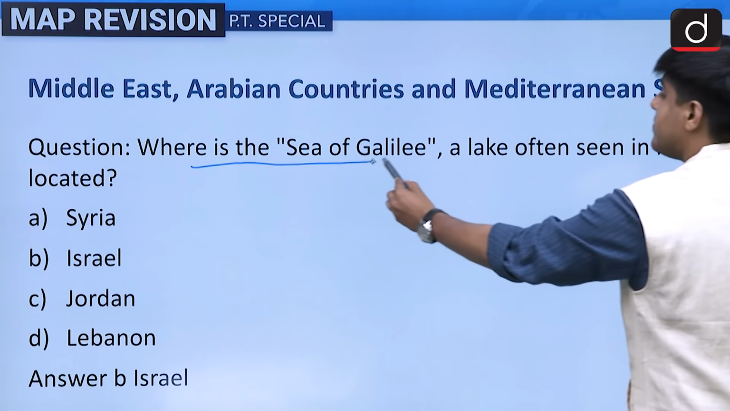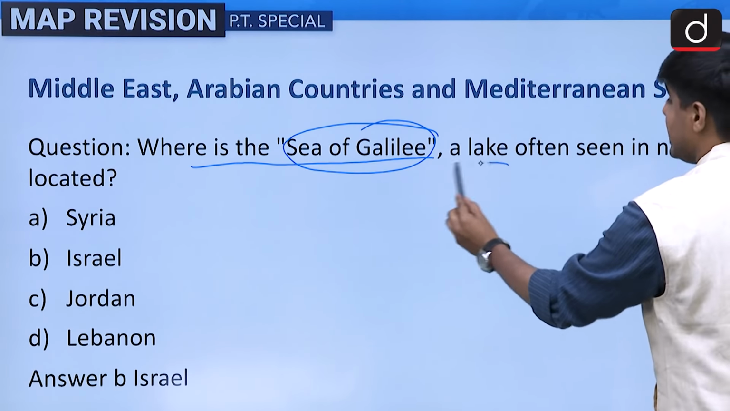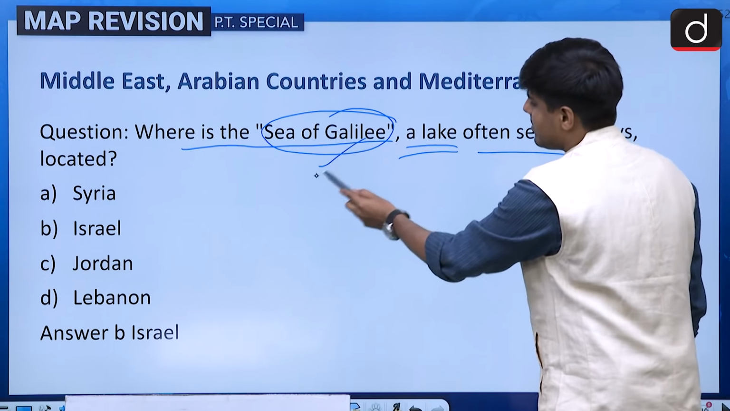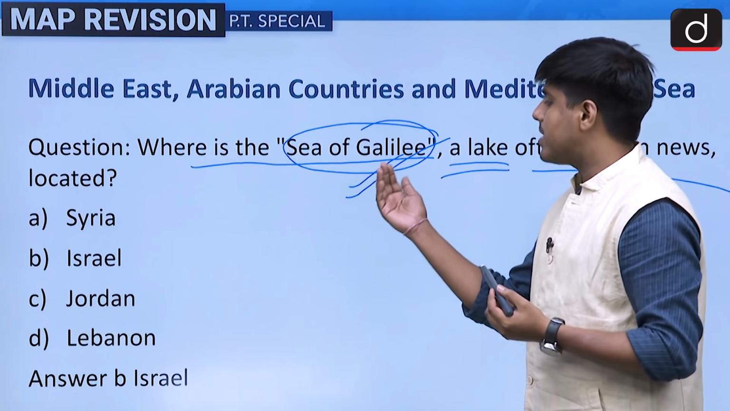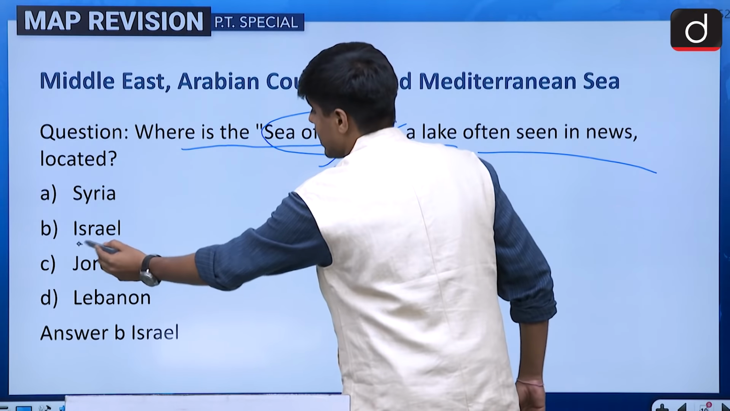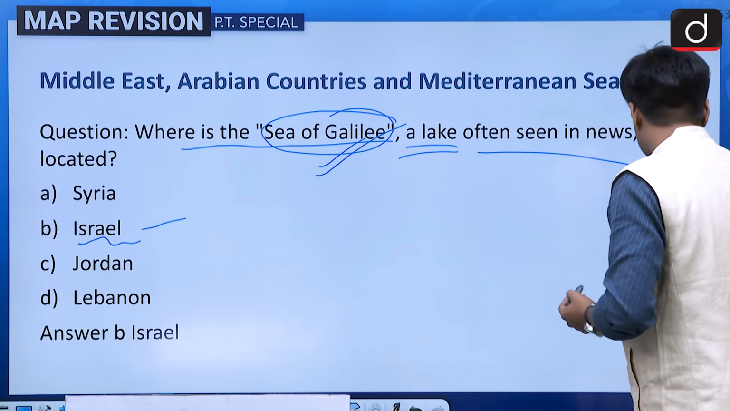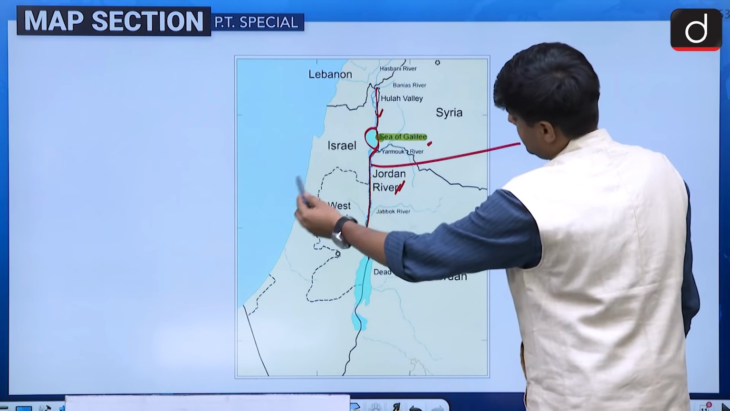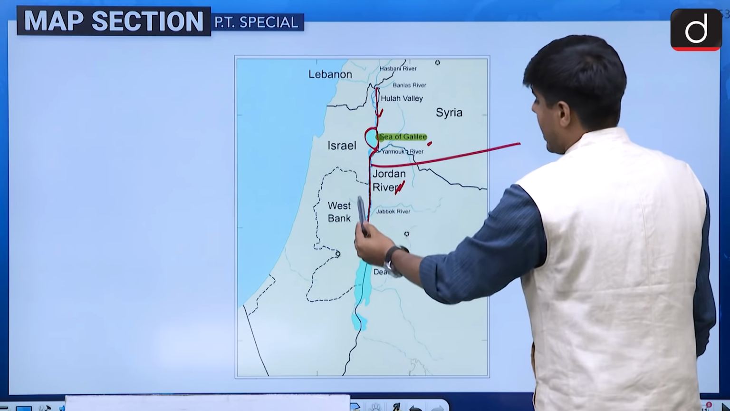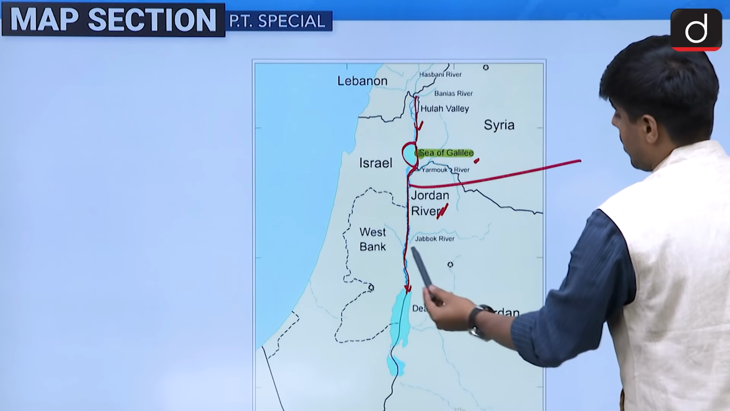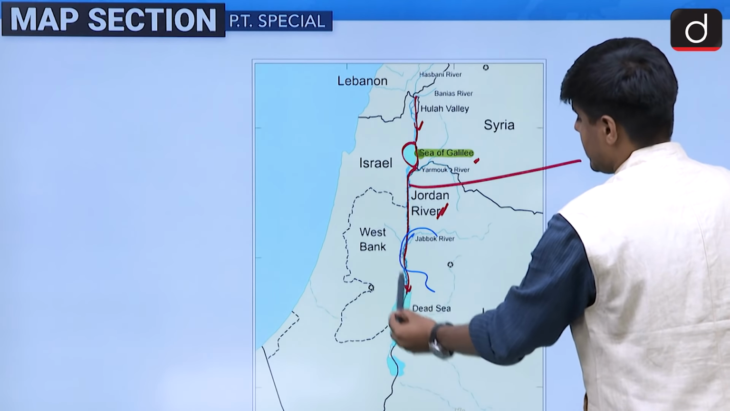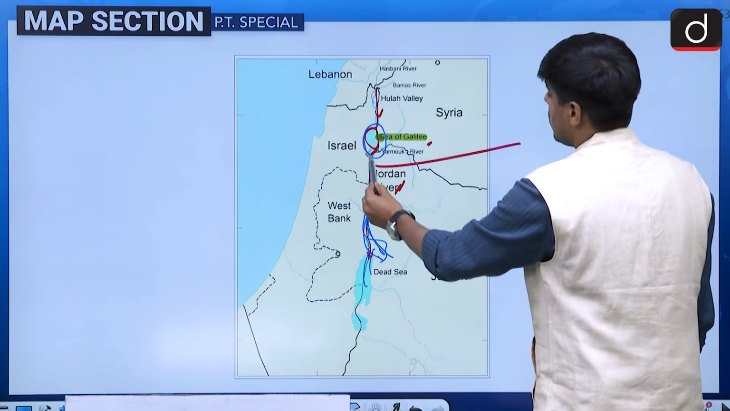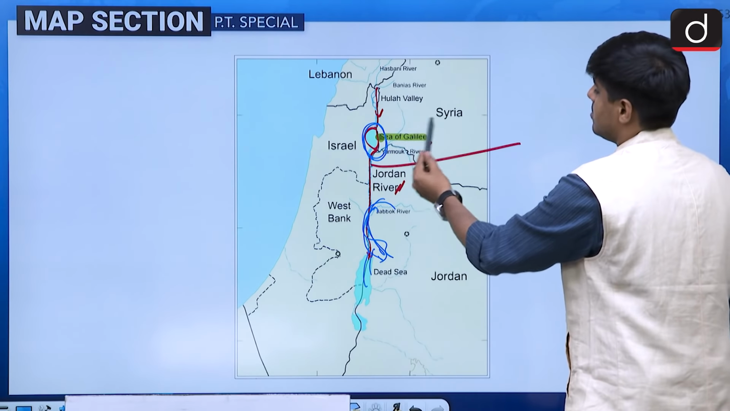Let's assume a different question. Where is the Sea of Galilee, a lake often seen in the news, located? So now this is a very simple question, given the fact that we know the Sea of Galilee, often in the news, is located in Israel. But let us also have a look at the map to see where the Sea of Galilee is actually located. So again, we come back to the map of Israel, and here, bordering Jordan, we had the West Bank area, and we had the Dead Sea, and the Sea of Galilee is closer to the Golan Heights, bordering Syria.